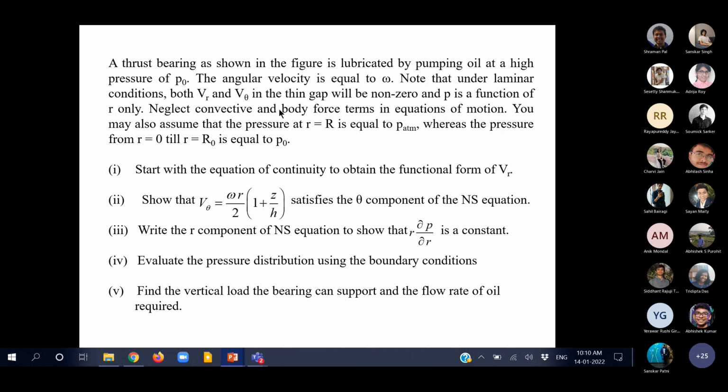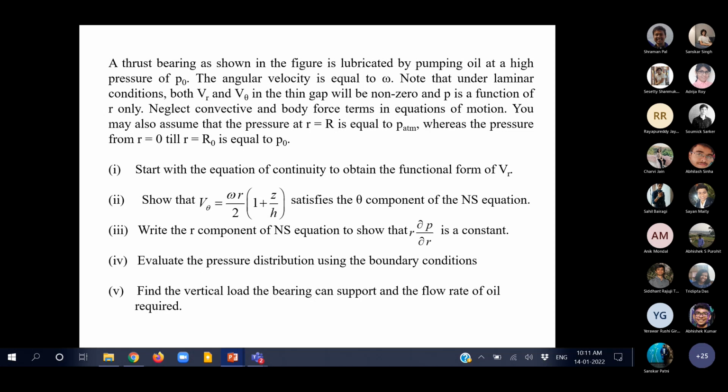This statement is important: neglect convective and body force terms in equations of motion. This is important but defensible because we know that the velocity, as I have mentioned before, is small. So the convective part can simply be neglected, and in small systems, I would discuss it even further later on in some other course, the body force becomes unimportant as the system size is reduced. As the system size is reduced, the surface forces become important.